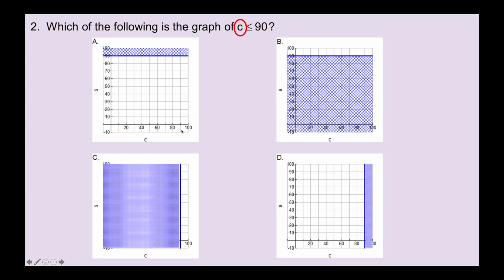So it cannot be A and it cannot be B. It's got to either be C or D. Now from here, this says that C is less than or equal to 90. So since it's values that are smaller than or equal to 90, it does have to be shaded on the left side, not on the right side.